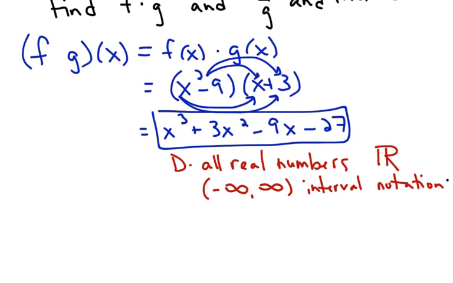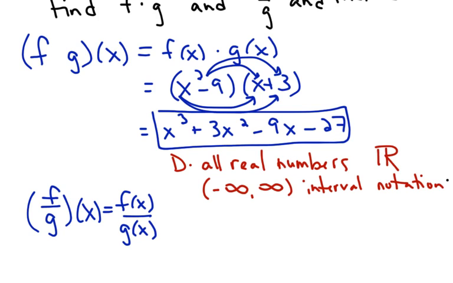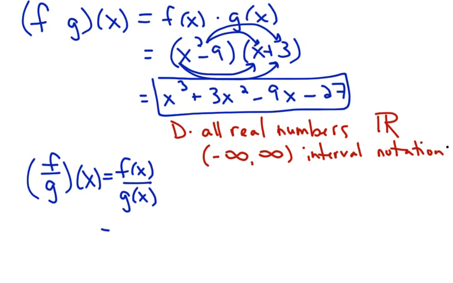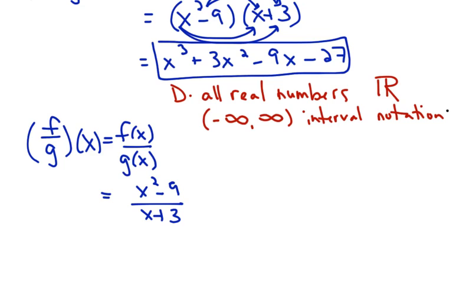For division, sometimes we use this notation, sometimes we use this notation. But either way we write it, all we're asking you to do is put f of x on top and g of x on the bottom. Now, we actually know how to divide this. We did this back in another unit.